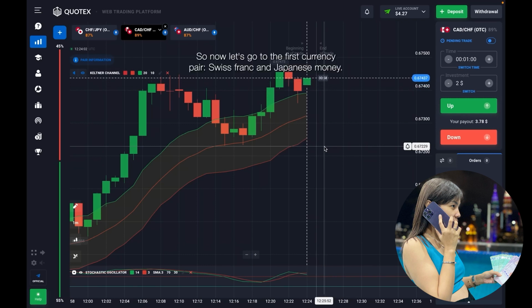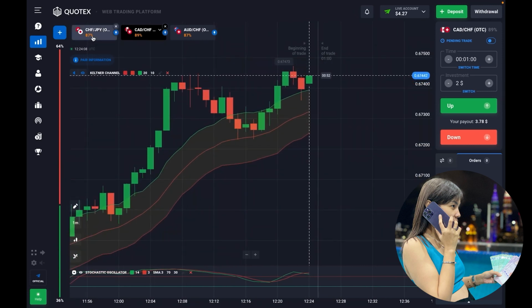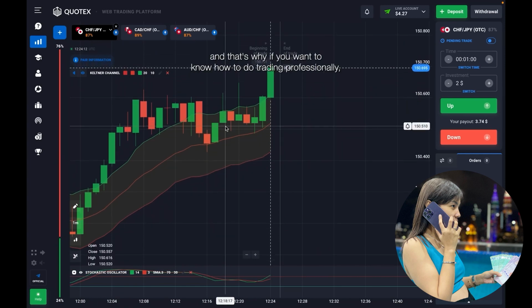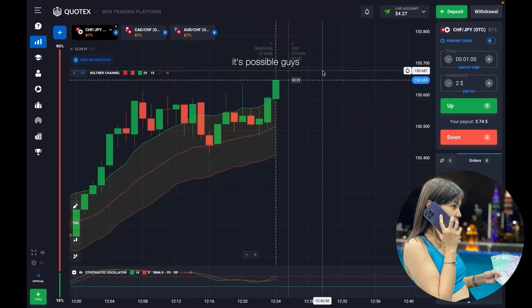And so now let's go to the first currency pair, New Zealand franc and Japanese yen. What we have in here. I think that there is nothing impossible in the world, and that's why if you want to know how to do trading professionally, you will do this. If you're too lazy and you don't want to do anything, you will not get success. But if you try and do your best, you will gain really thousands of dollars. Just believe me, guys. It is possible.